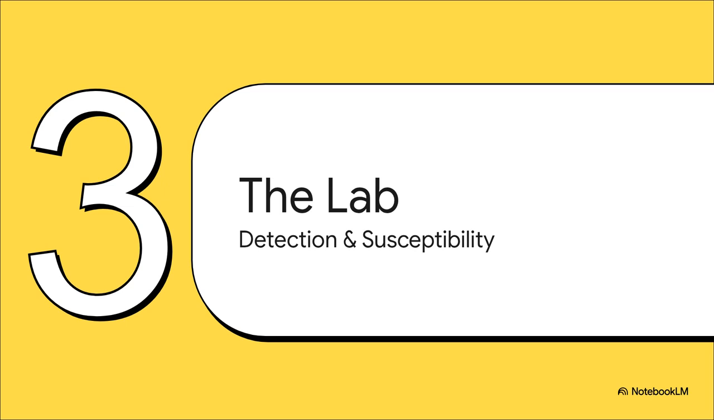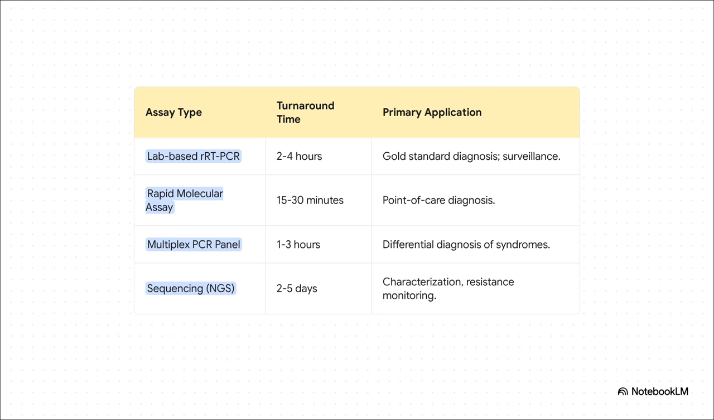So back to the lab we go. Today, we have a whole toolkit of molecular methods. Your lab-based RT-PCR is still the gold standard, no question. But these other assays let us tailor our approach, right? We can get rapid point-of-care results in the ER or use deep sequencing for the kind of genomic surveillance that's absolutely essential for tracking that antigenic drift and shift we were just talking about.